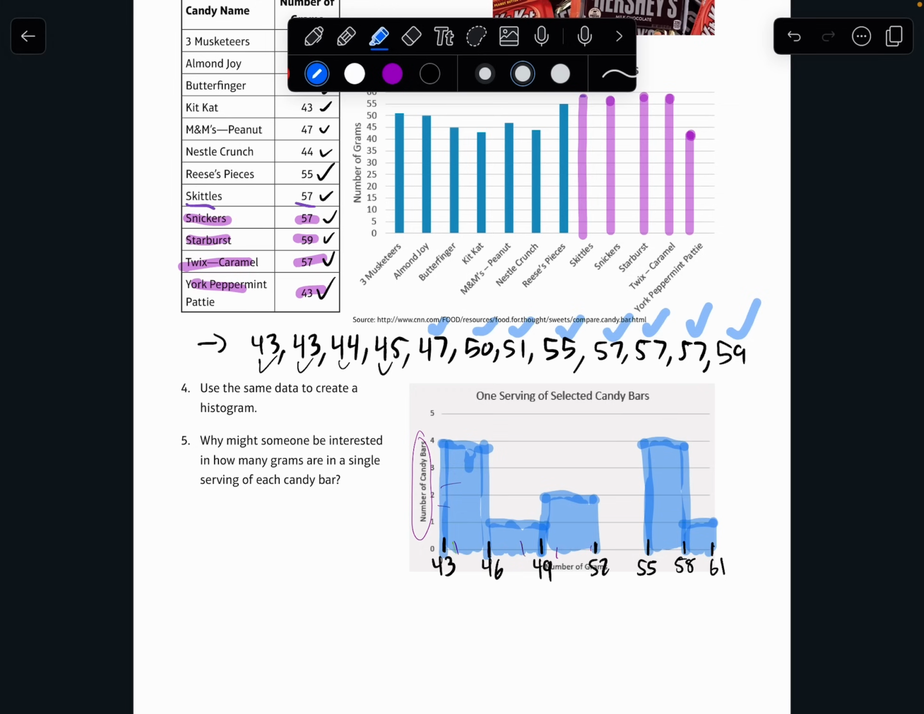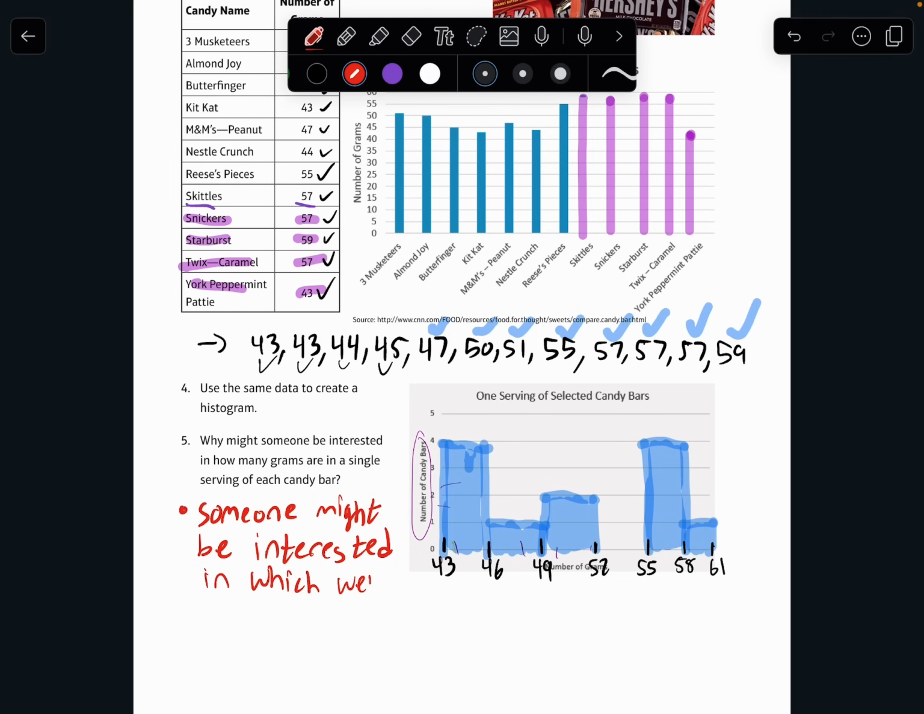For number 5, why might someone be interested in how many grams are in a single serving of each candy? You know, answers can vary here, but the idea that I had is someone might be interested in which weighs the most and compare it to cost. That's the idea I came up with, but answers will vary here, so whatever answer you had in mind, I'm sure that is acceptable.